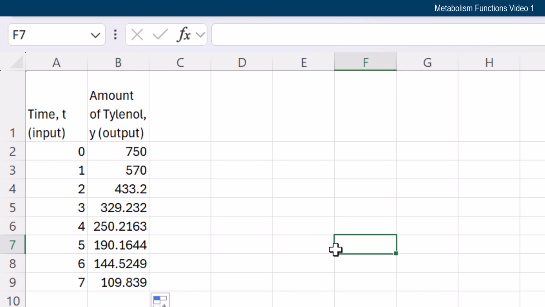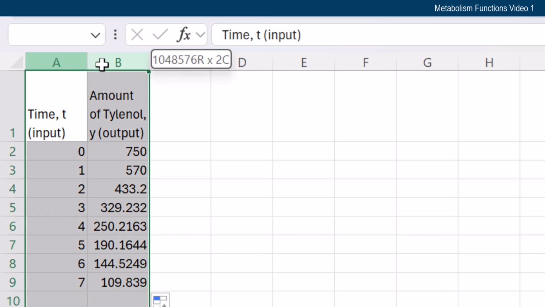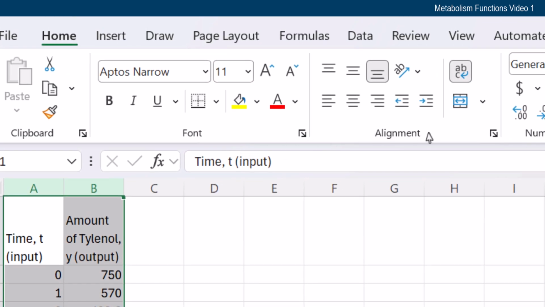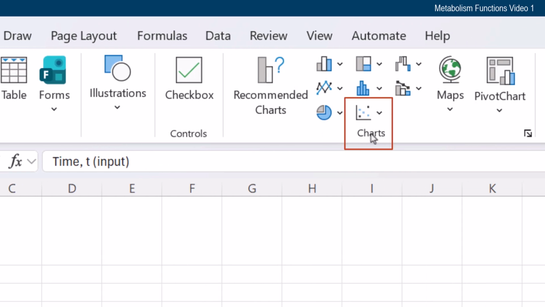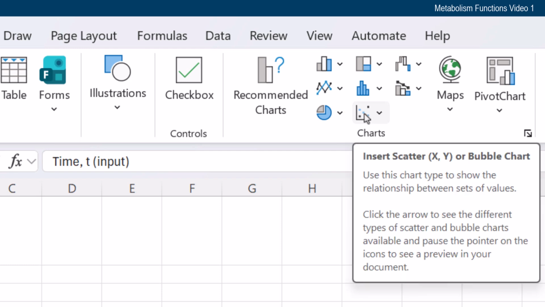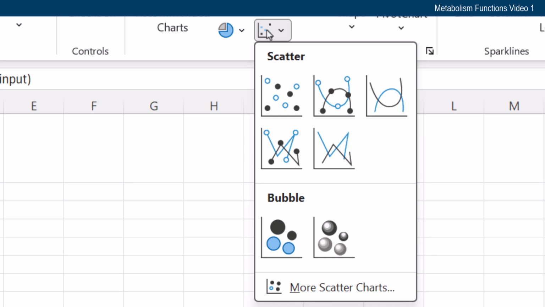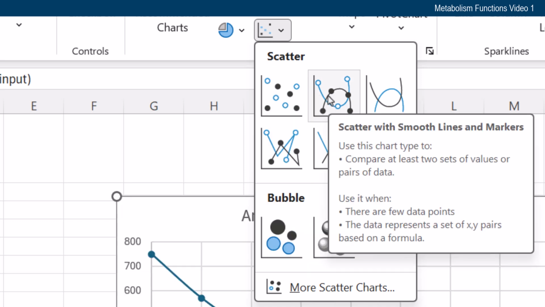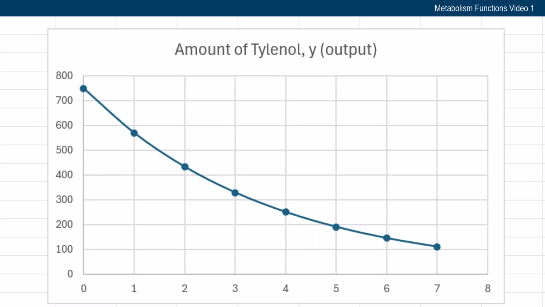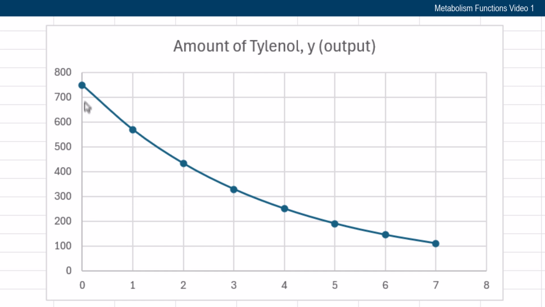Okay, next what we want to do is graph this function. So the way that we can graph it is we're going to highlight these 2 columns right here, and we are going to go to Insert, and then you should see this little section that says Charts. We're going to click on this one that is called a scatter plot. There's lots of little dots there. We're going to click on it, and I'm going to choose the one that connects. So we're going to choose the second one with smooth lines and markers. Okay, so when I click on it, we get this right here for our function.